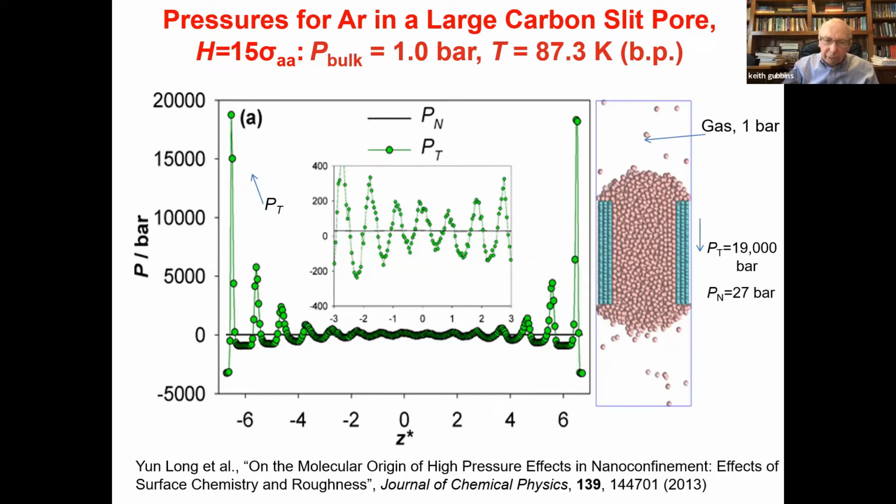And then as you go away from the wall, you get these oscillations. So the second layer is only about 6,000 bars, but still nearly 4 orders of magnitude. And even in the center, this is the center of the pore, which is enlarged in this snapshot, you're still getting oscillations that are up to 300 or 400 bars. Now, the normal pressure here, because we've chosen this particular pore width of 15 sigma, is quite low. It's only 27 bars and it's constant. It's given by this black line, which looks close to 0 because this is a compressed scale.